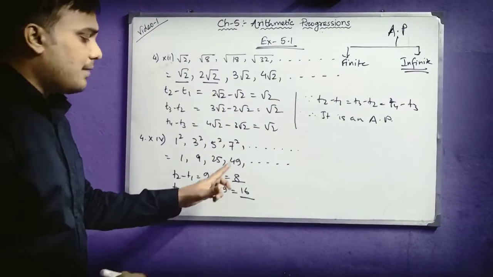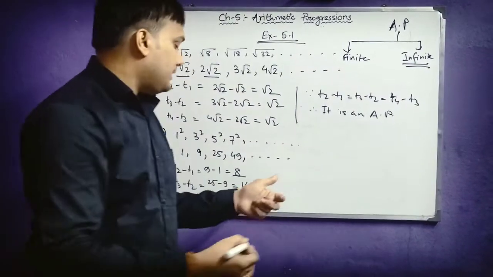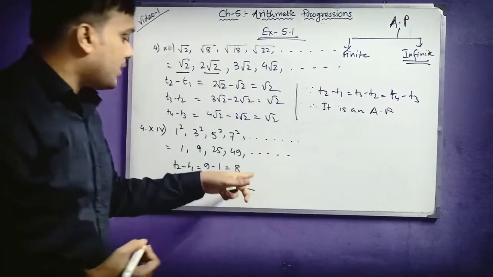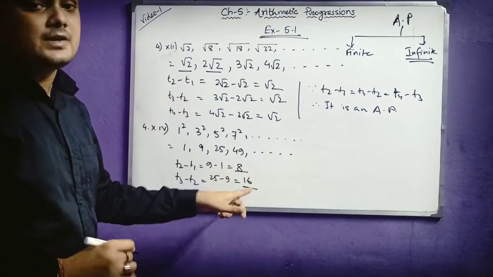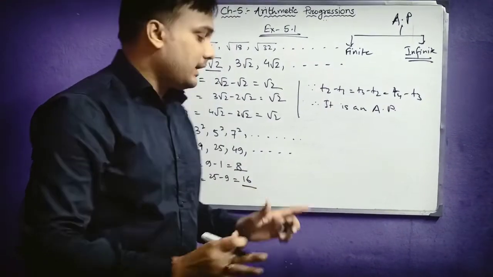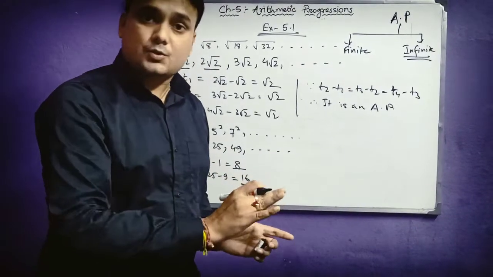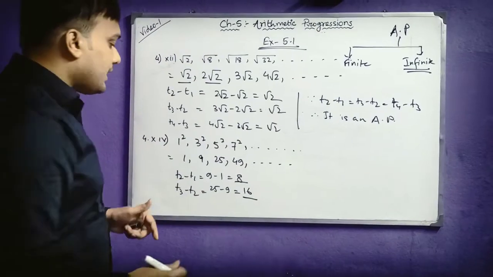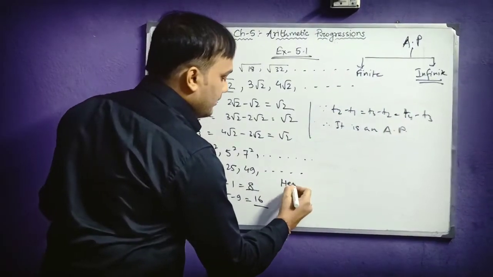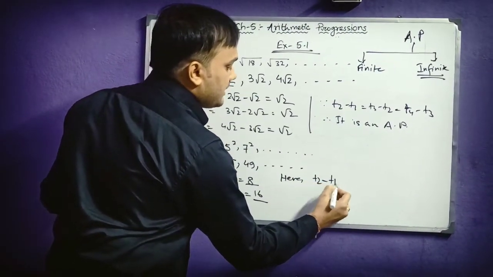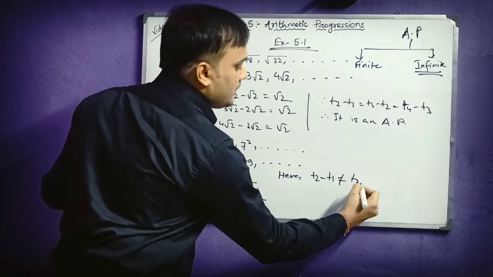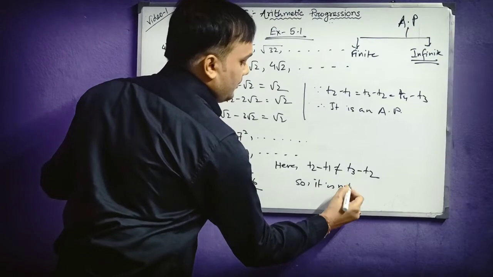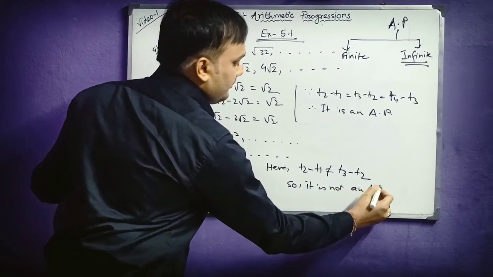So since you can see here, T2 minus T1 is not equal to T3 minus T2, the common difference is not the same. I am not going to find something like T4 minus T3. That step I will not be doing because I have got the two common differences being unequal at the very initial step itself. So I am not going to do any further calculation over here. I will conclude that here T2 minus T1 will not be equal to T3 minus T2. So it is not an AP.